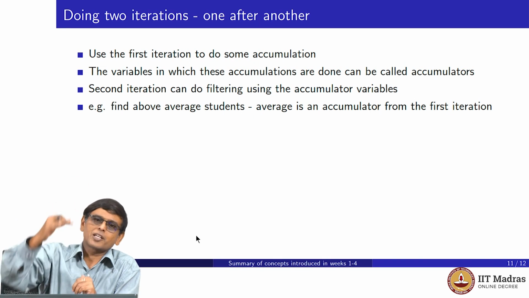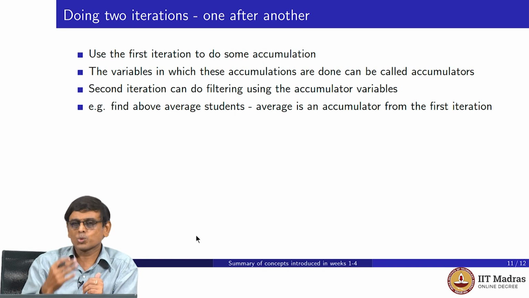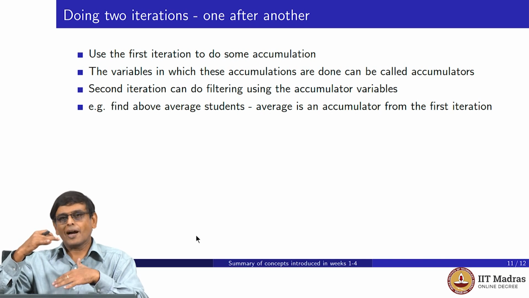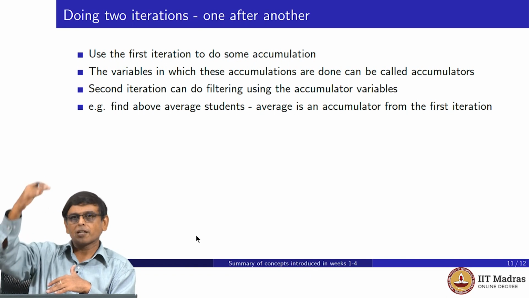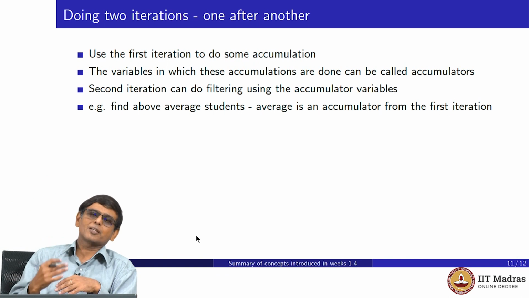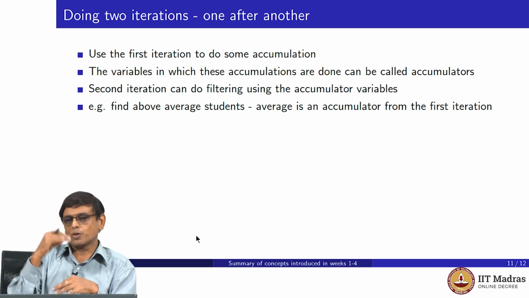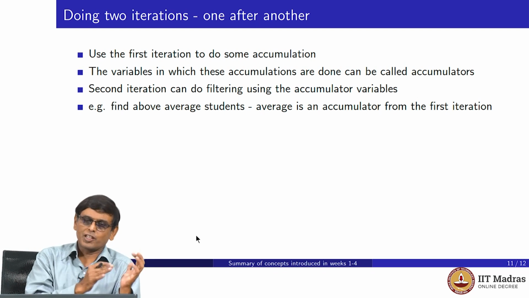So, in the first pass I compute the average, and in the second pass I go through all the cards and pick out all the students whose marks are above average. This gives you a pattern with two iteration steps. The first iteration step is used to collect some accumulator values, and the second iteration step compares the elements with the accumulated values and then buckets them into one group or another, above average or below average.